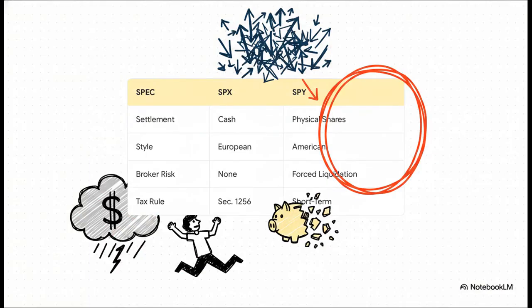Now, look at this table. We're going to break it all down, but for a second, I want you to just focus on the column for SPY. Ignore the left side for now. You see those two words there, physical shares and American style? They sound completely harmless, don't they? Well, they're not. They represent a massive hidden risk that can blow up an account.